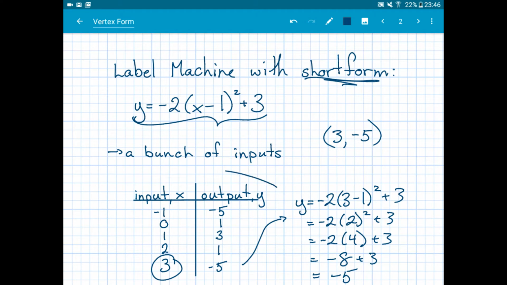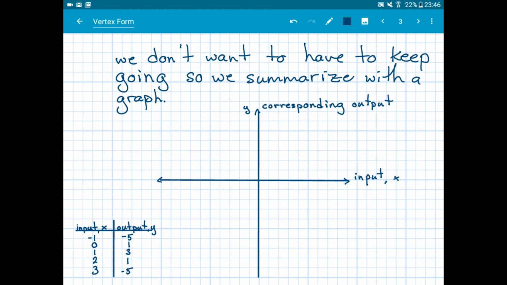So all of these can be thought of as input-output sets, which we oftentimes think of as points. But really all a point is an input-output set. So I just shrunk this down here so that I could see it. We don't want to have to keep going. We don't want to have to make an infinite amount of these input-output statements. We just want to build a corresponding graph, and then we can use that graph to read off other points.